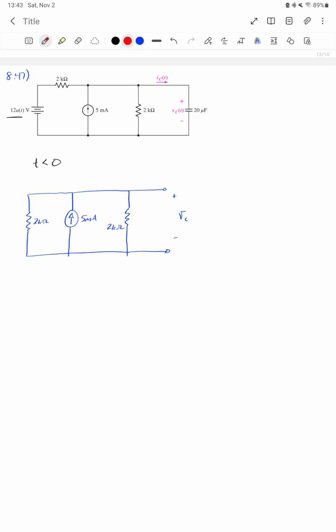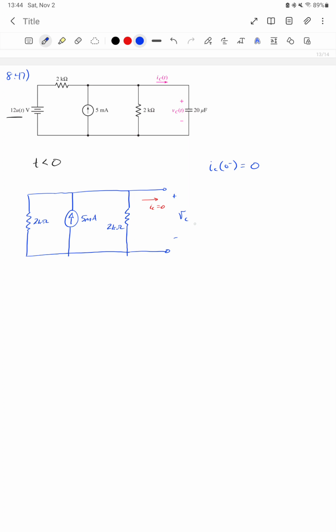So, there's a couple things to note here. Because this is an open circuit, your IC is 0. And this is again for t less than 0. So for IC of 0 minus, you're going to get 0. Okay? Now we need to analyze this circuit.